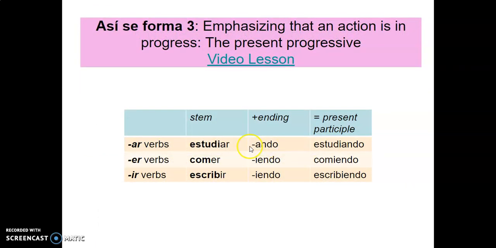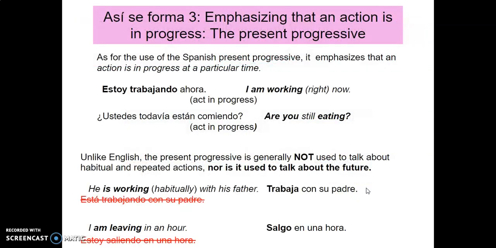So AR verbs will lose their ending, AR, just like always, and then instead of adding that regular conjugated ending that corresponds with the subject, we conjugate estar with the subject and we simply add ando onto the end if it's an AR verb. If it's an ER verb, it's yendo, and an IR verb, it's yendo also. So this is just like saying studying, eating, writing. So that NDO is like the ING in English. So let's look at some other examples, okay?